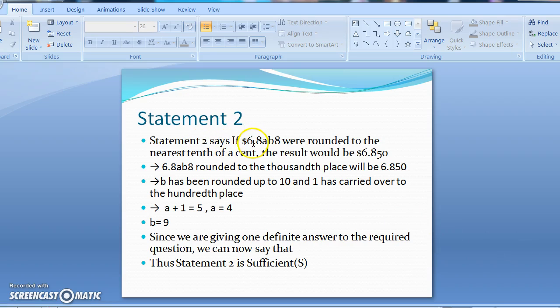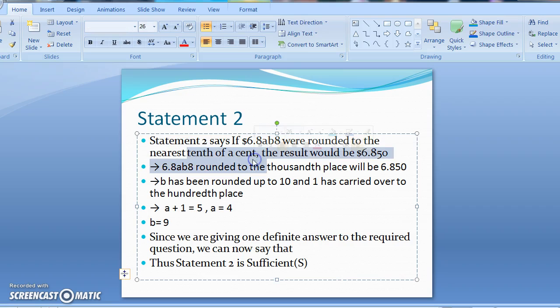Statement 2 says, if $6.888 was rounded to the nearest tenth of a cent, right? So let's underline that. The result would be what? 6.85. Now notice that the question said 6.85, but I'm going to put a 0 there. Why? Because we are rounding it to the tenth of a cent. We know that that means 1,000, and the 1,000 digit is 0.